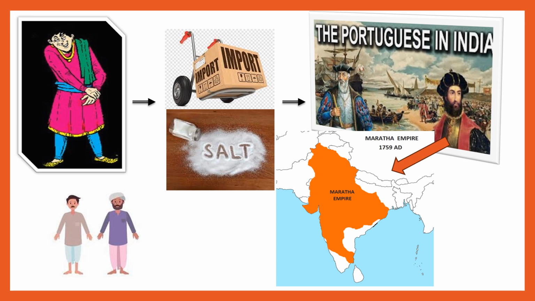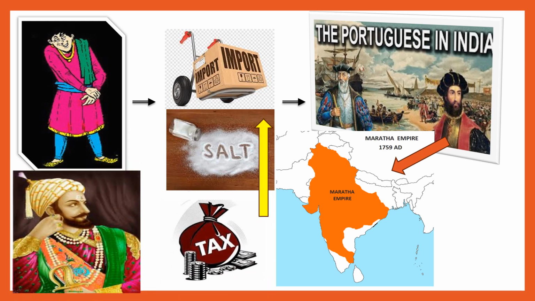So, in order to stop these activities, Shivaji Maharaj began to charge heavy duty on the salt that would be imported from the Portuguese territory into the Swaraj. In this way, the imported salt would then become costly, so common people would not buy it, and gradually the import of this salt would decrease and the sale of the local salt would increase.